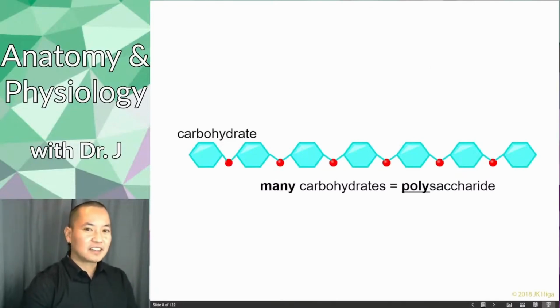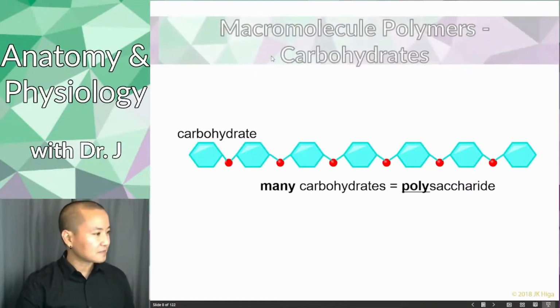So if you have more than two carbohydrates linked together, let's just define it as that, you have a polysaccharide. There are trisaccharides, but let's just say three or more. Two or three or more, you have a polysaccharide.